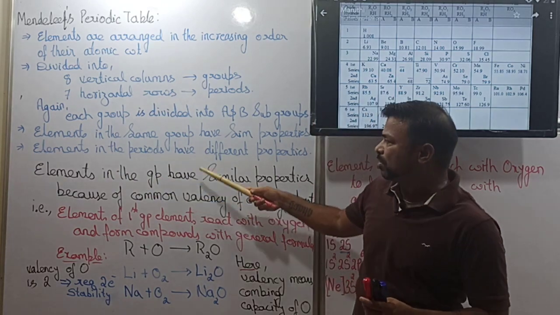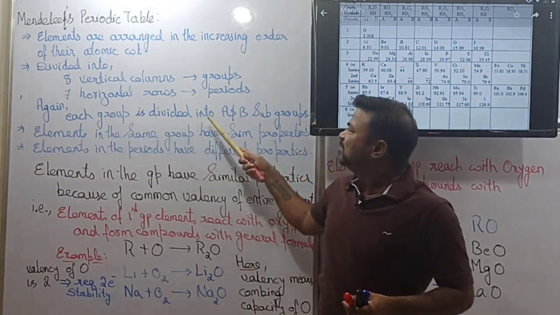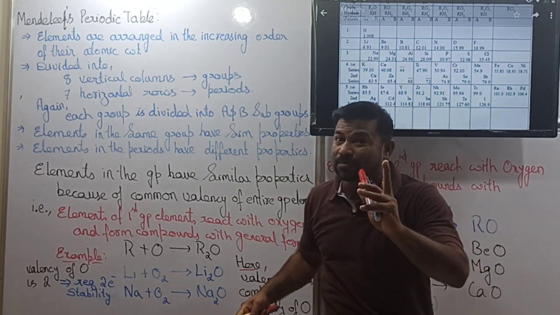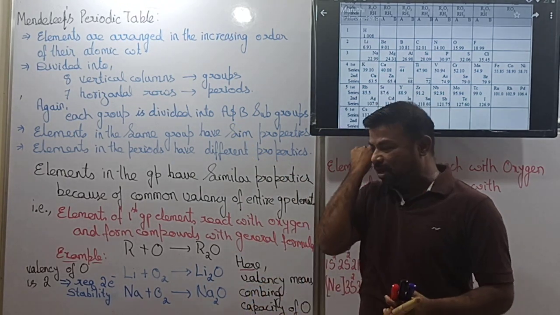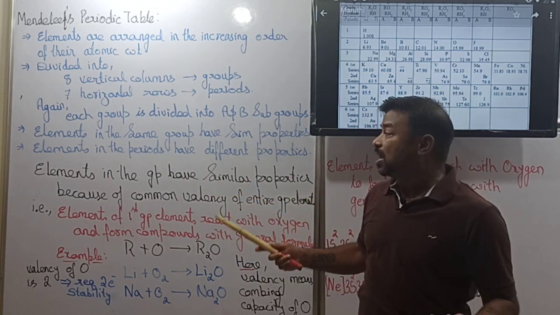Elements in the group, right. Okay. So now each group is divided into A and B subgroups. That is the point to be noted. Now let's come back to the concept. Elements in the group have similar properties.